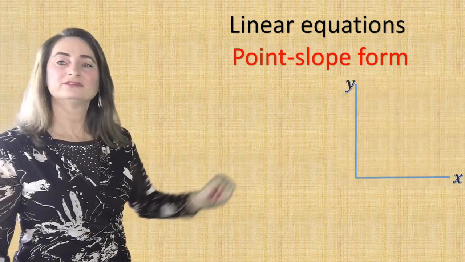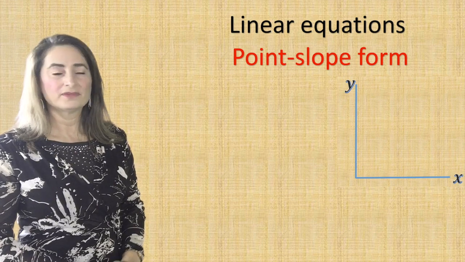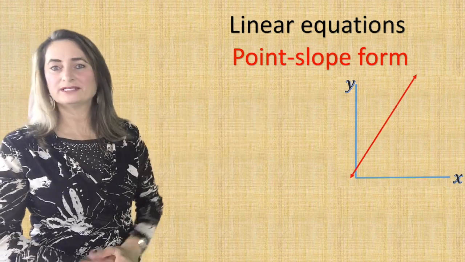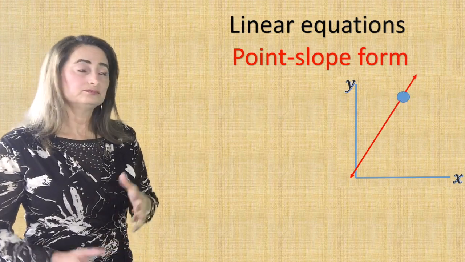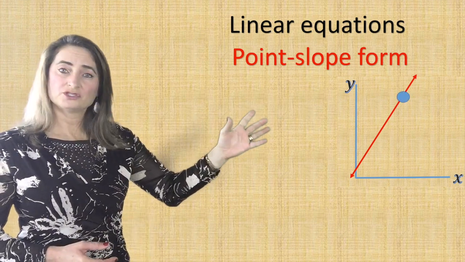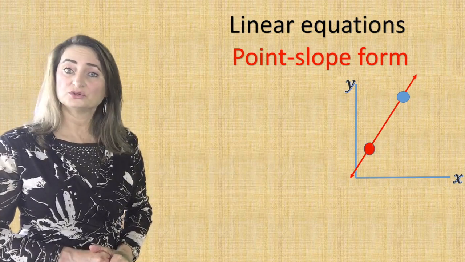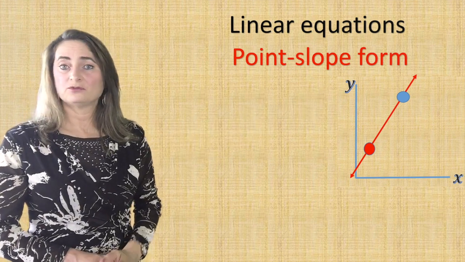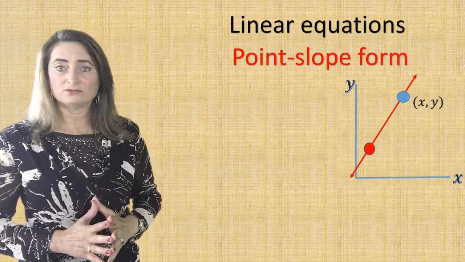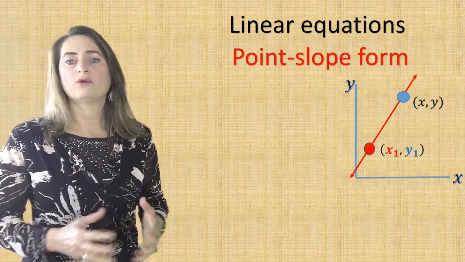Here's the graph of the first quadrant where x is positive, y is positive. Draw a line, which makes it linear. Here's the blue dot on the line, which is a solution on the line. And there's another red dot, which is also a solution on that line. Let's name the first one x and y, which is any coordinate on the line, and the red dot will be x1, y1.